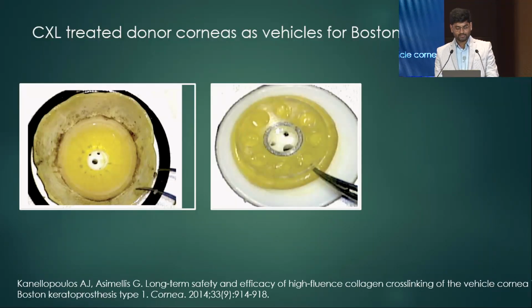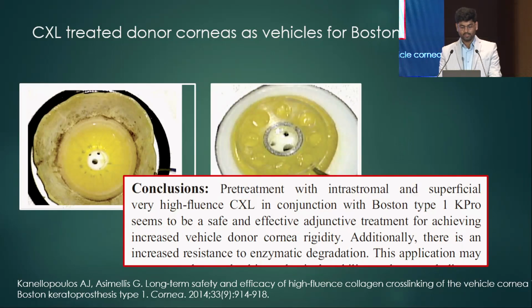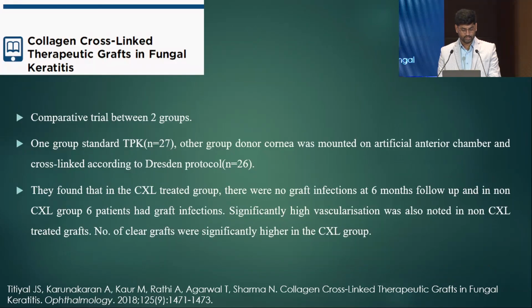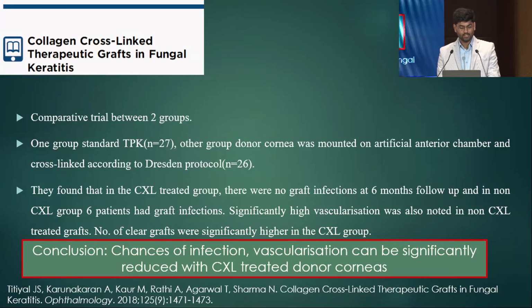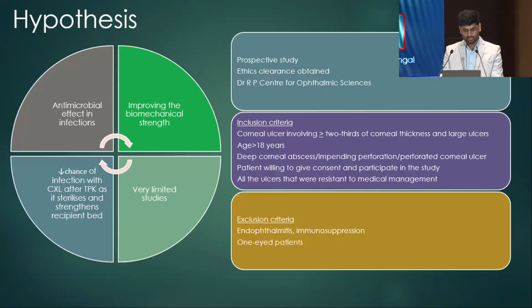There is some evidence from previous studies. Khandelwal et al. concluded that pre-treatment with PEG-CXL in conjunction with Boston type 1 keratoprosthesis seems to be a safe and effective adjunctive treatment for achieving increased donor corneal rigidity. And Titial et al. found that in the CXL treated group there was no graft infection at 6-month follow-up, and in the non-CXL group, 6 patients had graft infection. So chances of infection and vascularization can be significantly reduced with CXL treated donor corneas.